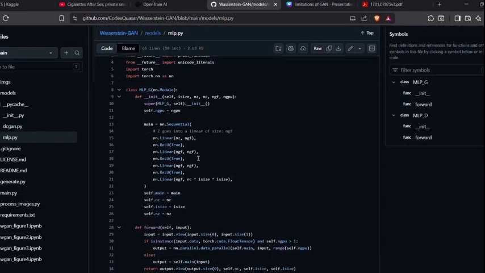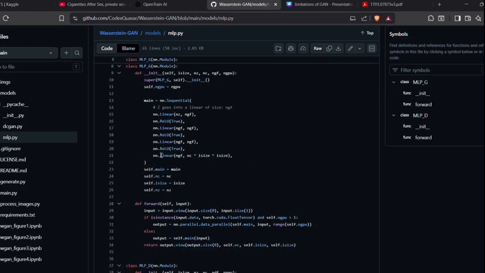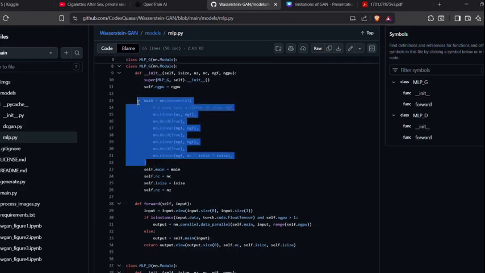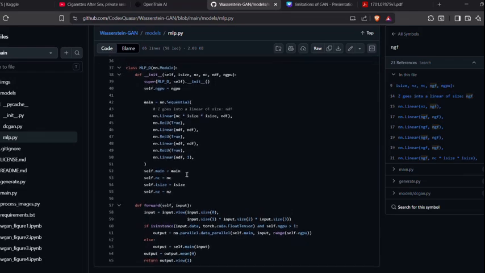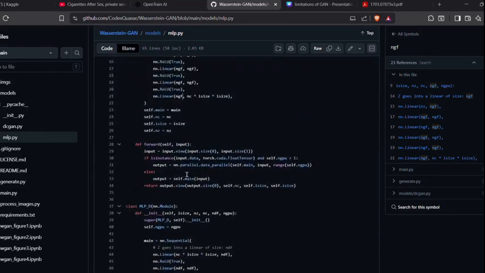Same with the MLP. The MLP will be a simple perceptron, so it is not that deep. This is the basic structure of that. This is the generator part. Then there will be the discriminator part. They are almost similar, as you can see.